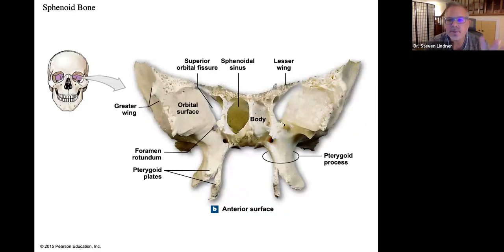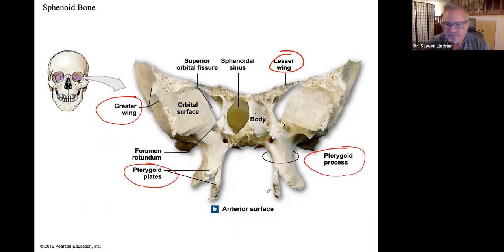Here's what the sphenoid bone looks like when we extract it. That's the purple bone here in the skull. Again, it looks like the bird or the butterfly wings. And we have a lesser wing and we have a greater wing. These are important. These pterygoid plates are very, very important. There is a medial and a lateral pterygoid plate. And these pterygoid plates are the attachment site for the pterygoid muscles.